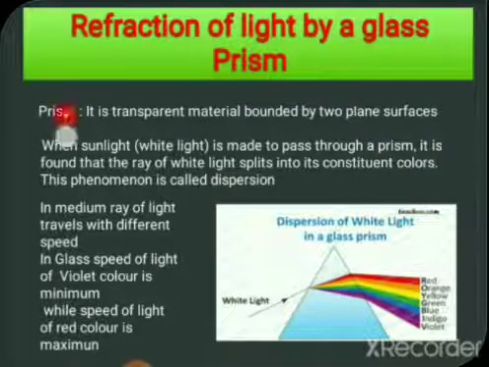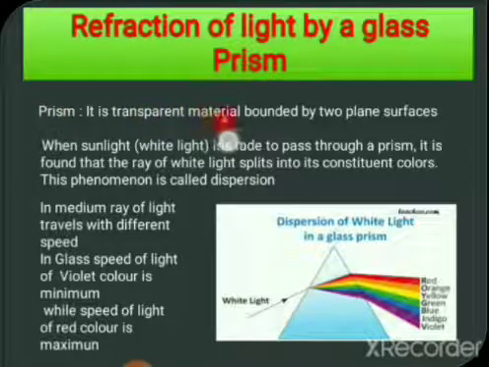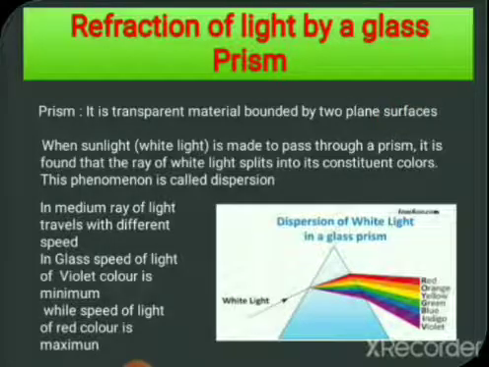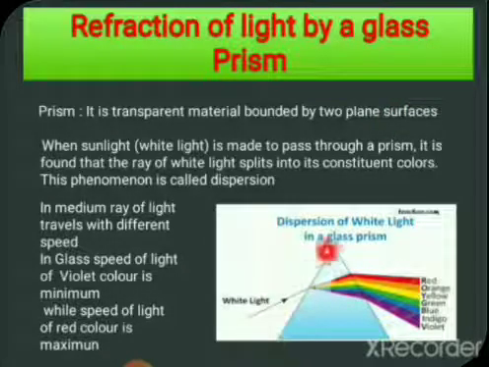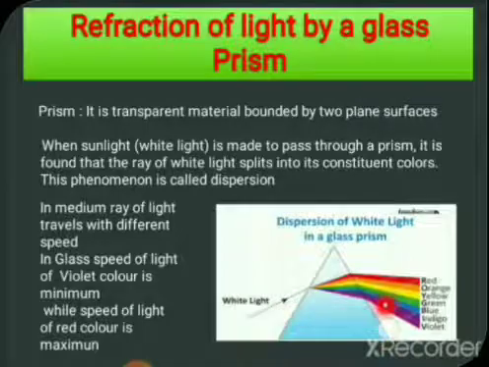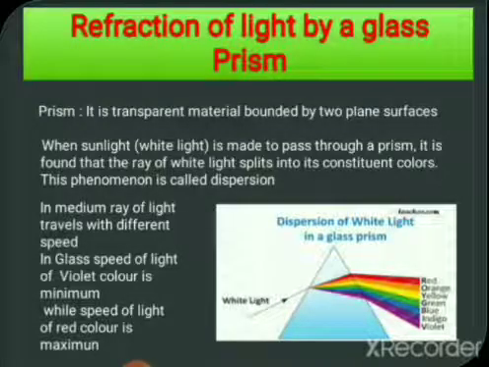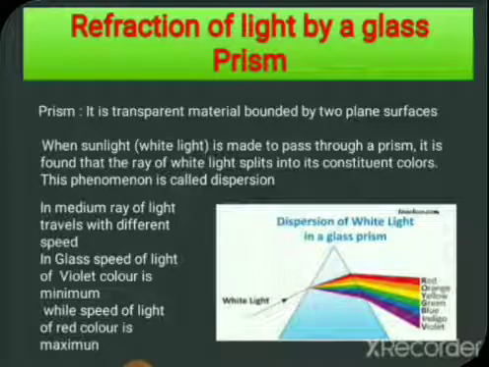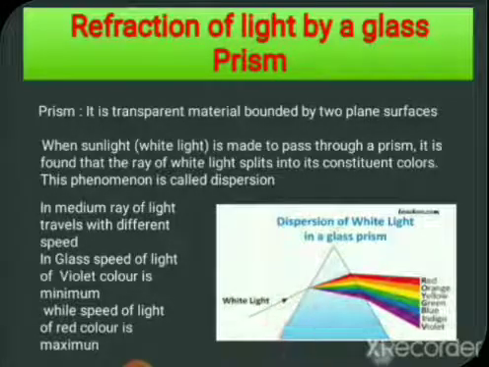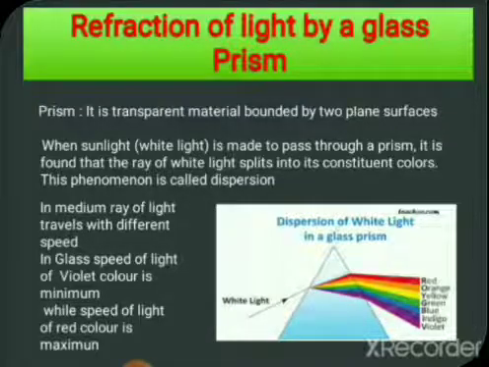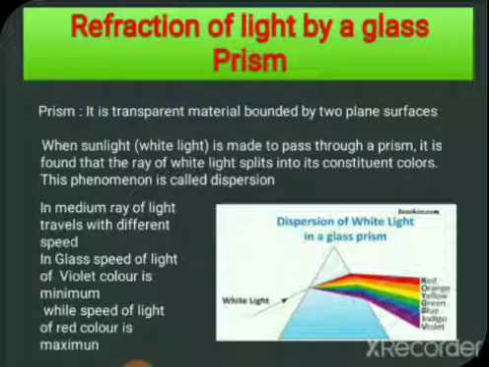What is a prism? A prism is a transparent material bounded by two plane surfaces. Basically, for the time being, you have to simply understand that a prism means a pyramid-like structure which has two planes. Since I don't have a live prism with me, and I have not created animations of this, I guess you have understood what a prism means. So this is a prism which looks like an equilateral triangle.